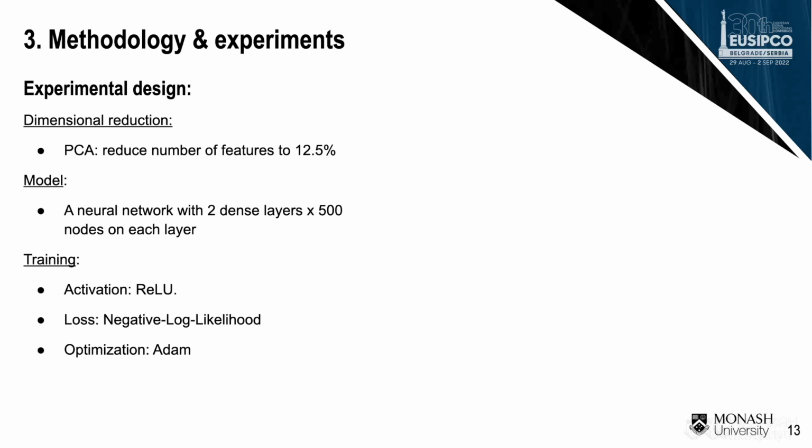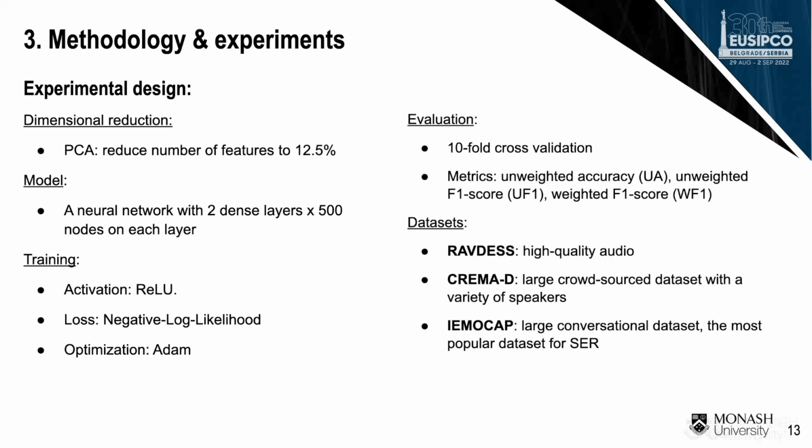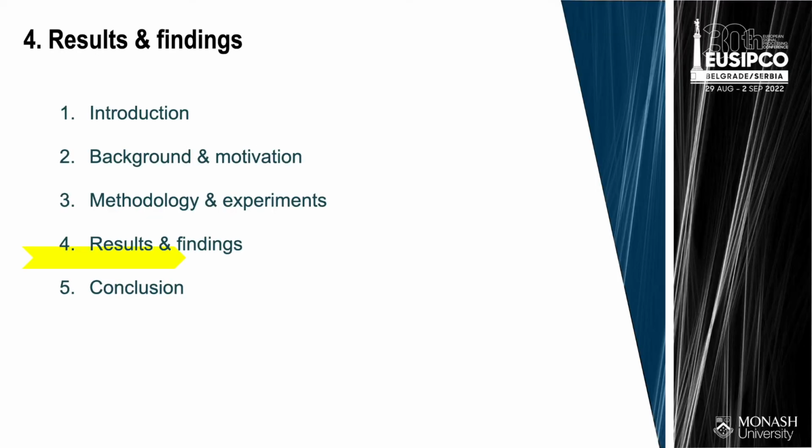Here is the experimental design. We use PCA for dimensional reduction. The classification model consists of two dense neural network layers with 500 nodes on each layer. We apply 10-fold cross-validation and evaluate on three datasets, RAVDESS, CREMA-D, and IEMOCAP, which are popular datasets for emotion classification.